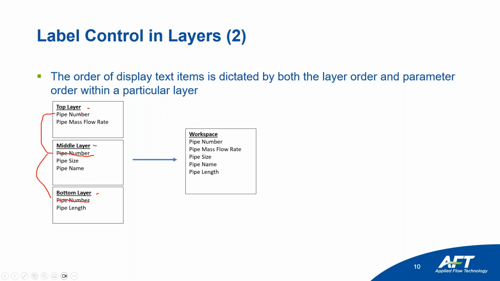So the top layer shows pipe number first. It will be shown first in the list. Then it shows pipe mass flow rate second. It will be shown second. Pipe size will be shown third in the list. Pipe name will be shown fourth. And the last, which is located in the bottom layer, is the length of the pipe. So this is the order, and it is set by top layer, middle layer, and bottom layer.